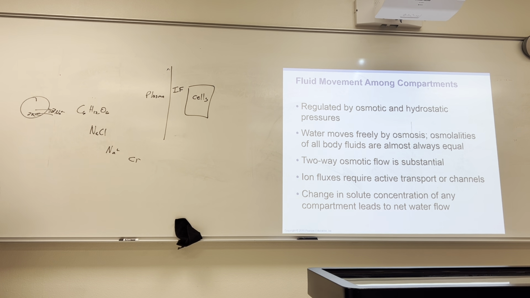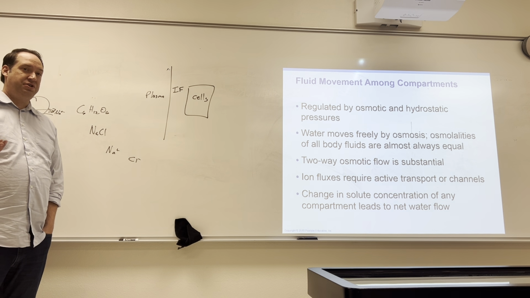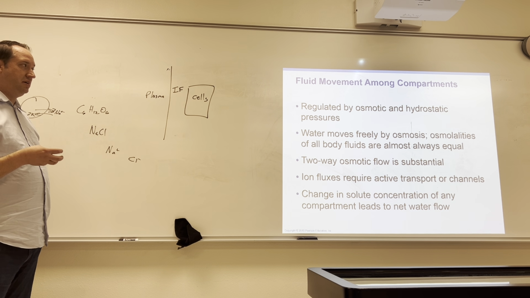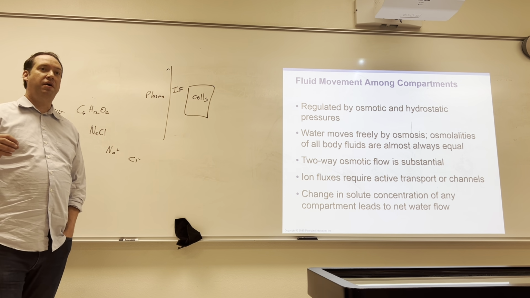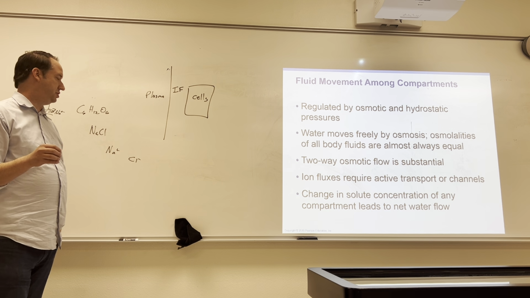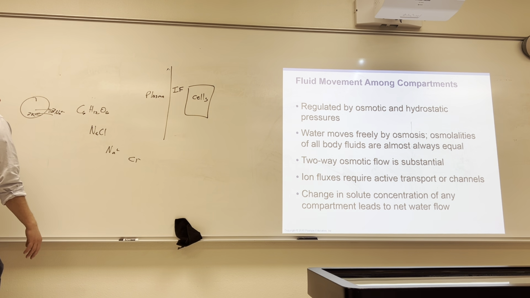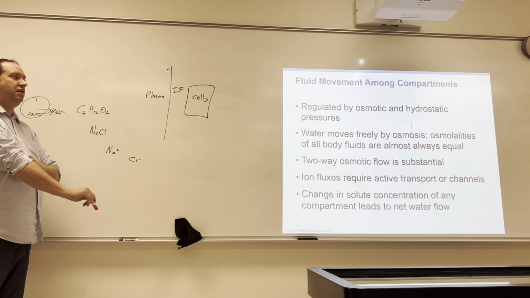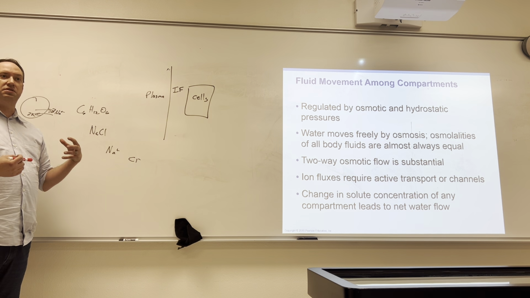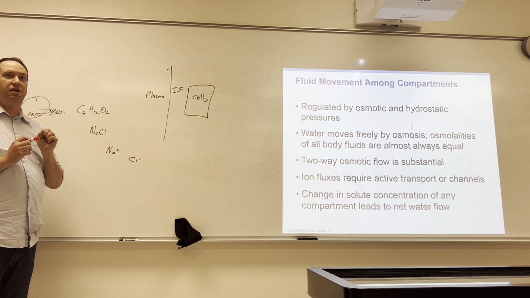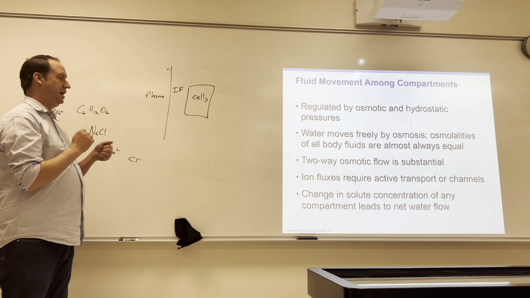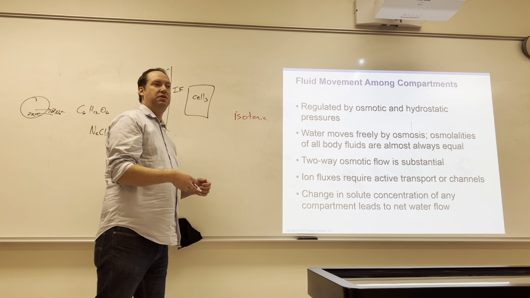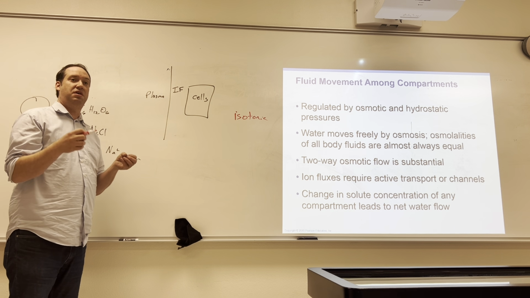Movement of fluids is regulated by pressure, both hydrostatic pressure, which is blood pressure, and osmotic pressure. When we talk about water movement, we're always looking at osmotic pressure. So we've got these three fluid compartments. The concentration here is almost always really close to equal. That's called isotonic. If you remember back to A&P 1, tonicity is the ability of a solution to cause osmosis.